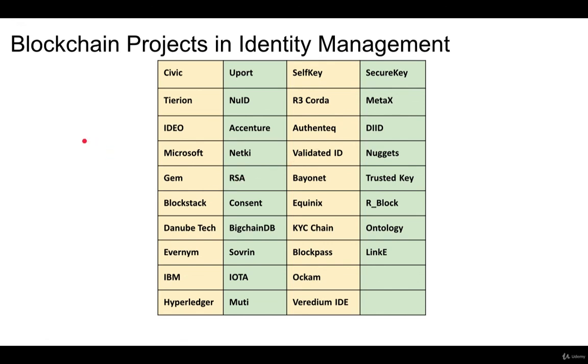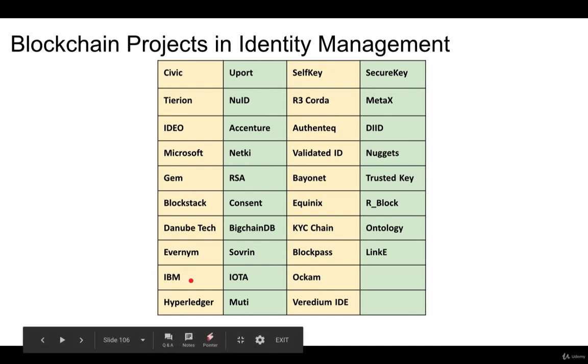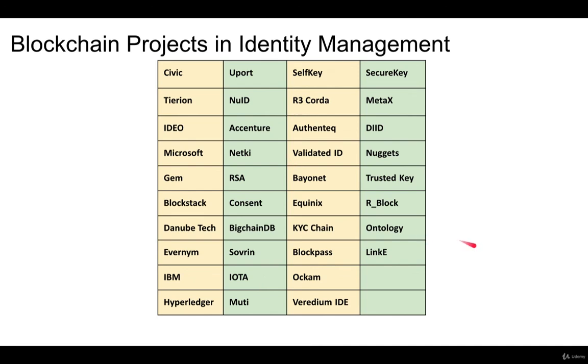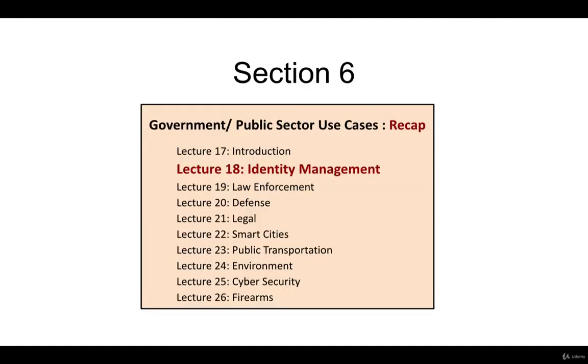So this is a brief idea about the various blockchain identity management projects across the world. I don't want to give you all the details of each one, but you can always surf the net and get them. They're based on various platforms like Hyperledger, IOTA, and even R3 Corda. So various initiatives like this are going to help blockchain being introduced into the identity management sector.